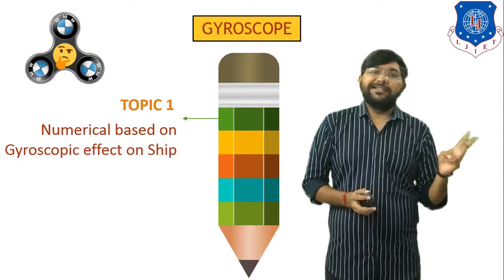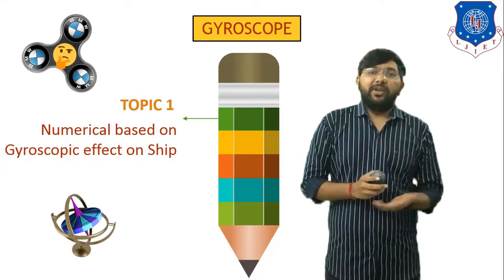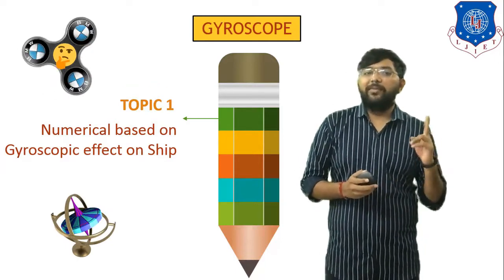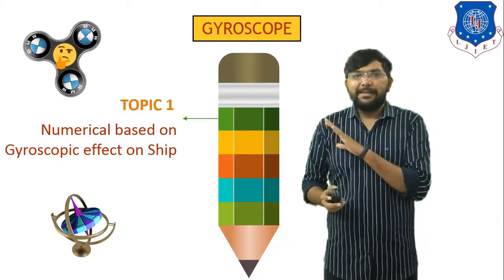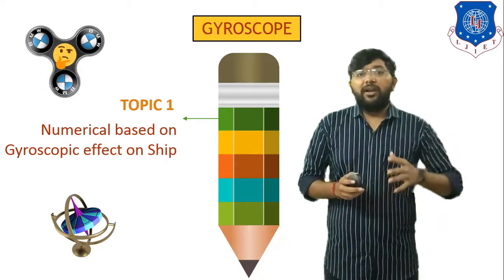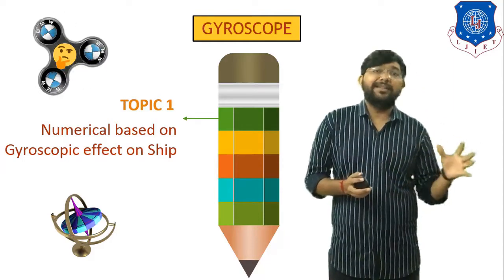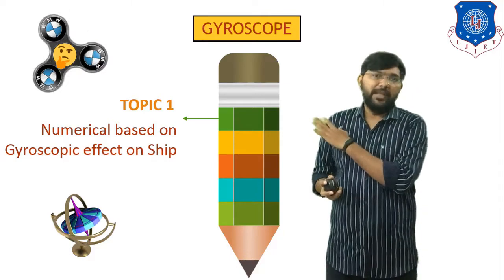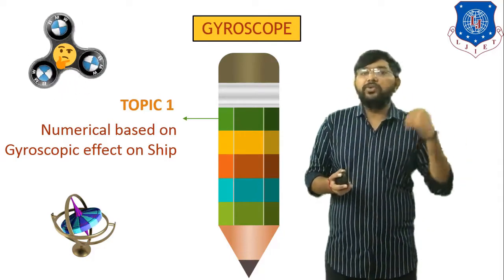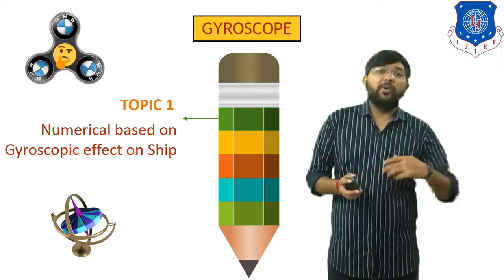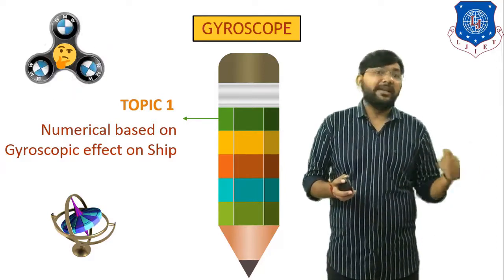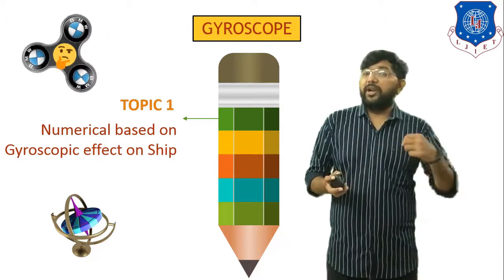In the last session we discussed the gyroscopic effect on a ship during steering motion, pitching motion and rolling motion. In today's session we will solve some numericals based on that. In this lecture we solve two numericals on the gyroscopic effect on a ship. We already derived the equation for the reactive gyroscopic couple, C equals I omega omega P. Based on this equation we solve the numericals, and we also explain which type of effects occur during pitching, steering and rolling motion.